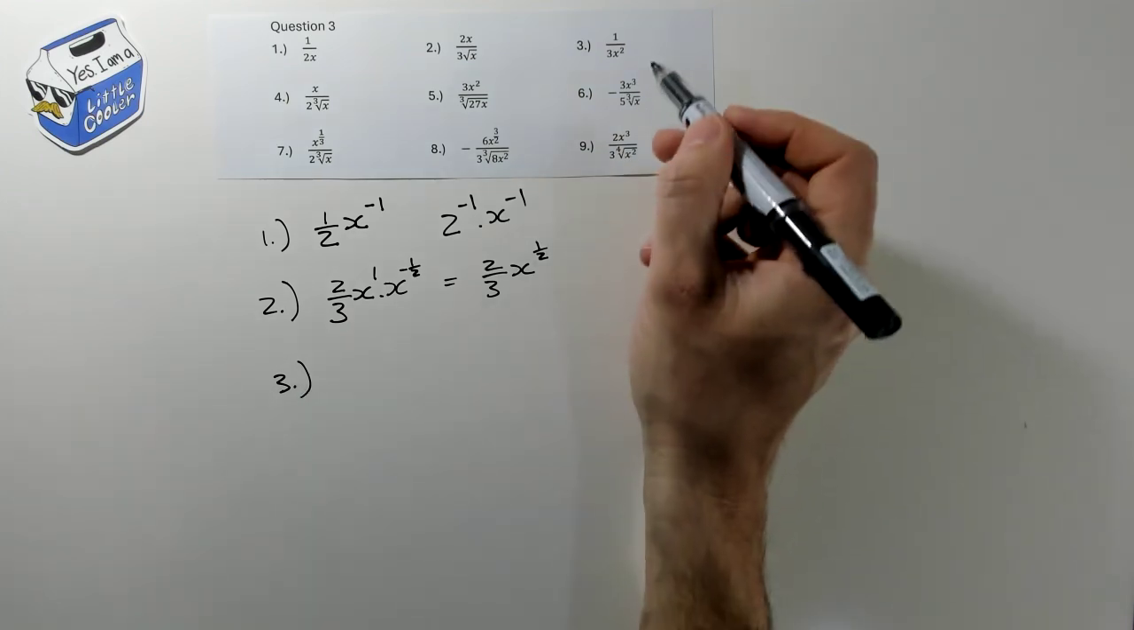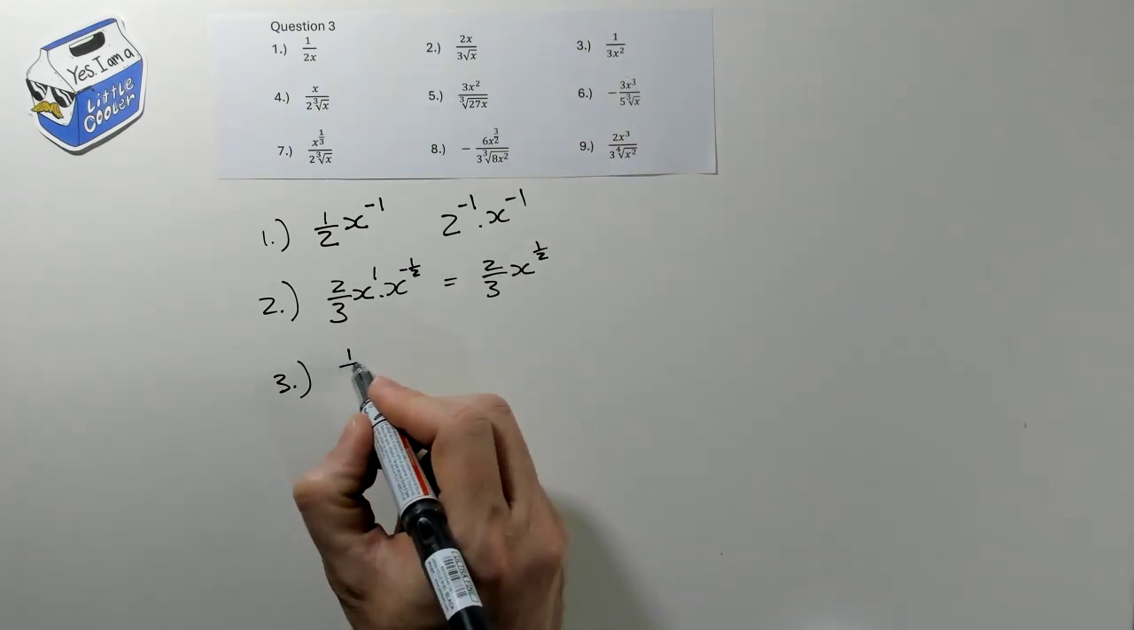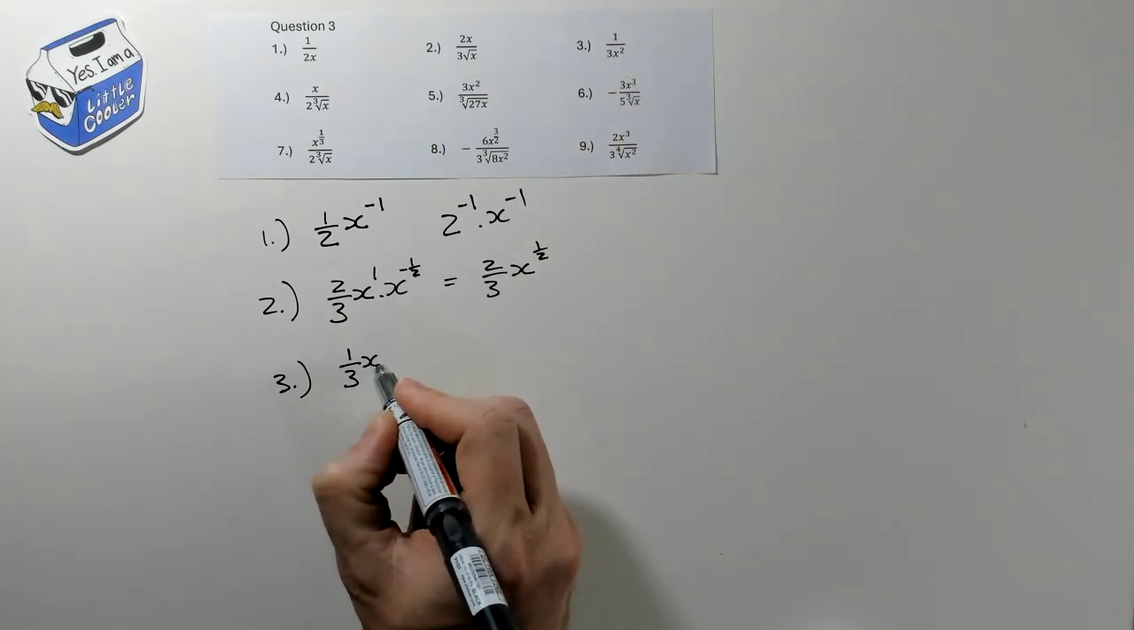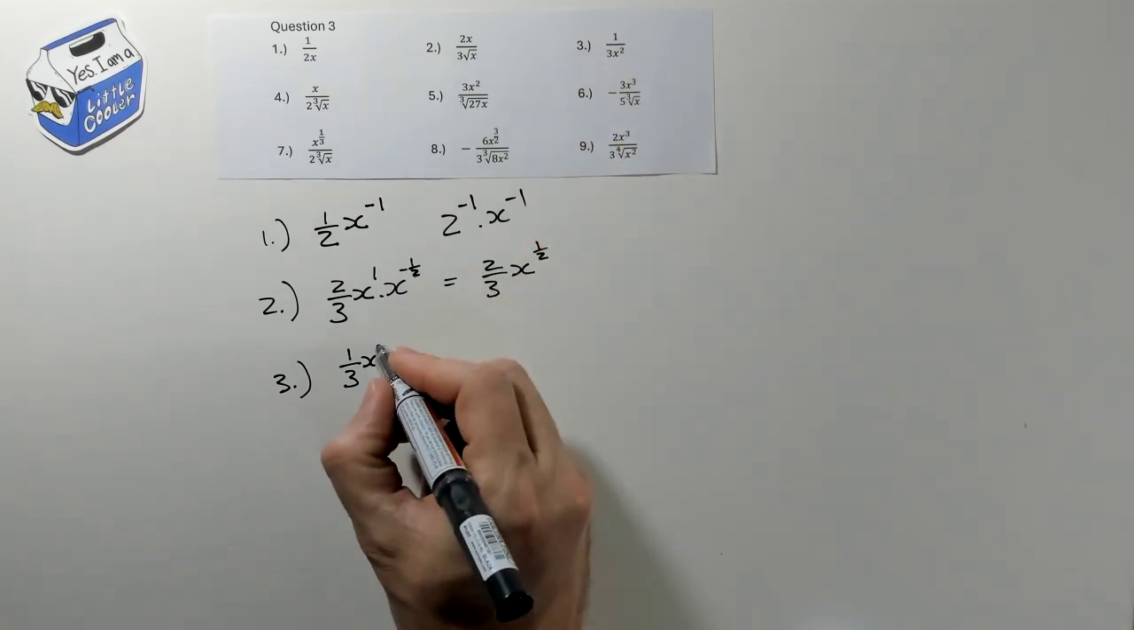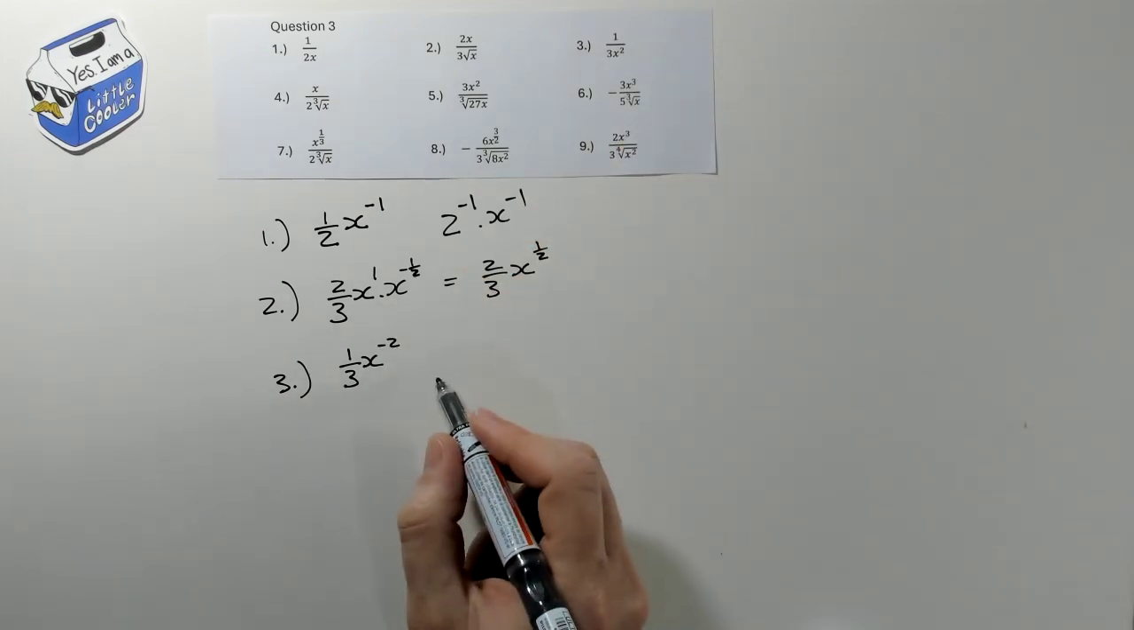Okay, number 3, I have 1 over 3, so I'll write 1 over 3, and that is an x, and that's a 2, so it just becomes -2 as I move it to the back.